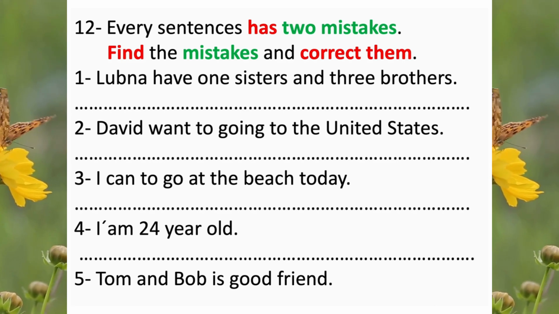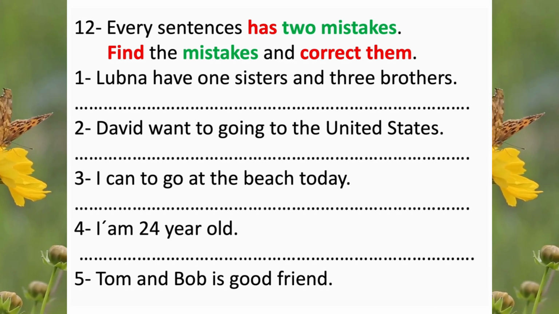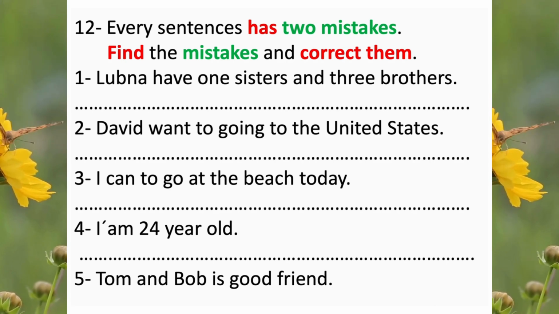Number 3. I can't go at the beach today. In this sentence we have 2 mistakes. Find them and correct them, and write the correct sentence. Number 4. I am 24-year-old. So in this sentence we have 2 mistakes. Find them, correct them, and write the correct sentence.